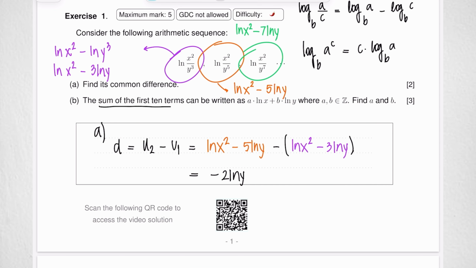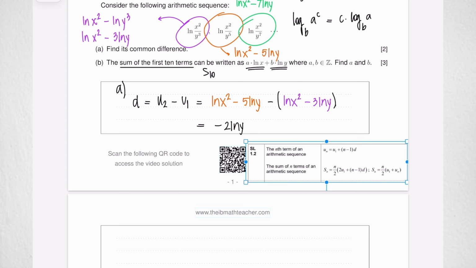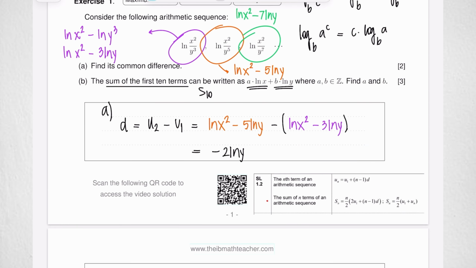The sum of the first 10 terms, meaning S10, can be written as some constant times ln of x plus some other constant times ln of y. What are these constants? So we need to use the formula for the sum of the first n terms in an arithmetic sequence, which can be found in the formula booklet. When we have the last term, meaning the 10th term, this is the formula that we use. When we do not, which is the case here, we use this one.